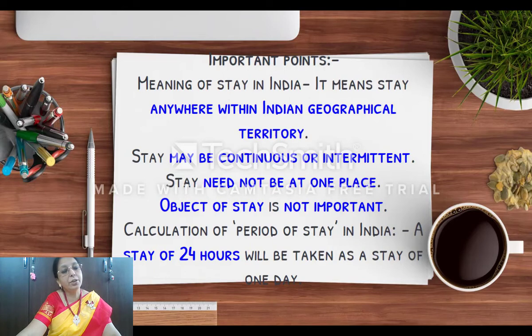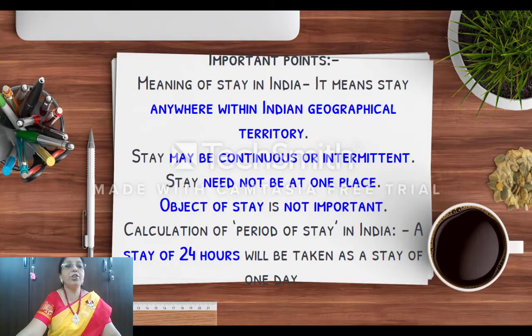Stay may be continuous or intermittent. He need not stay continuously. He can stay continuously, or it can be a few days here, a few days abroad. It can be intermittent. Stay need not be in one place. He can stay in one place, he can stay in some other place in India. He can be in Bangalore, he can be in Chennai, anywhere he can be. But it should be in India. So the place does not matter. Object of stay, why he is staying, does not matter.